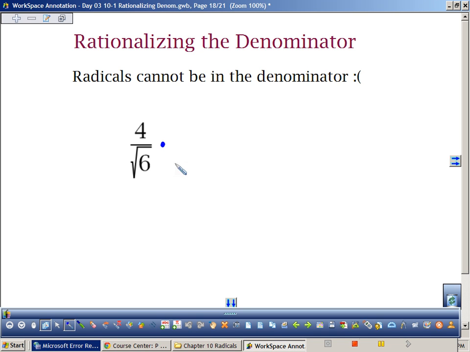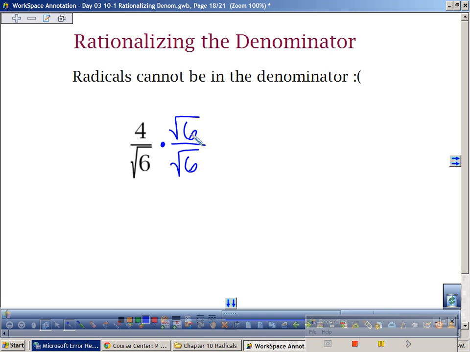I'll give you a hint. The square root of 6. Why can I do that? Because it equals 1. Anything over itself equals 1, right? So when I do this and I multiply straight across, isn't this 4 root 6 over, what's radical 6 times radical 6?